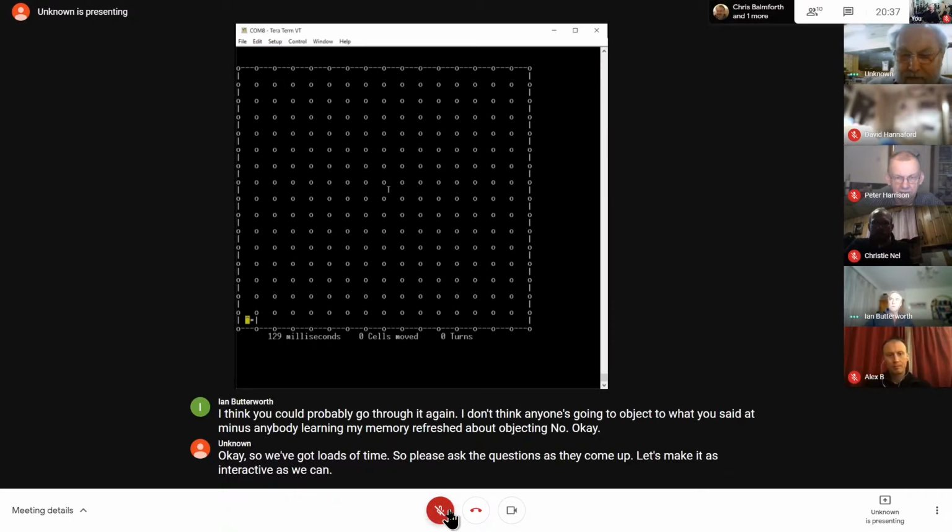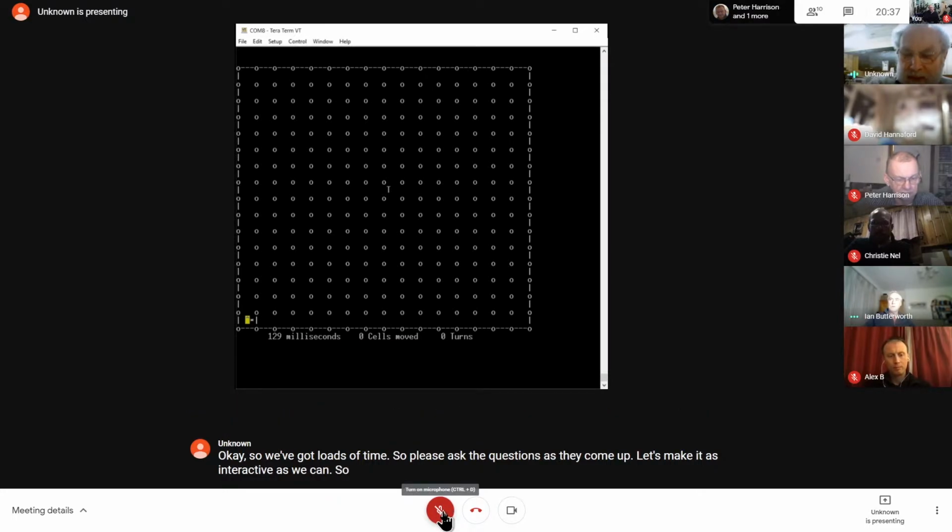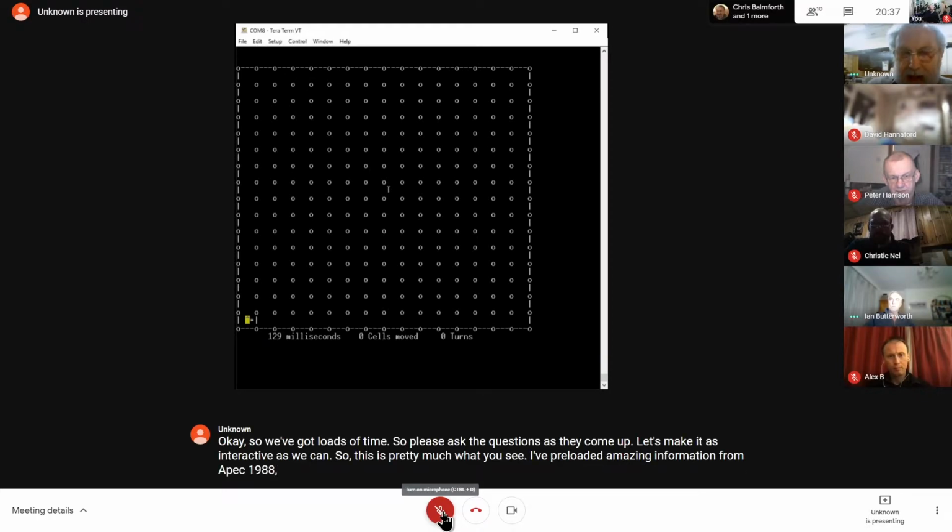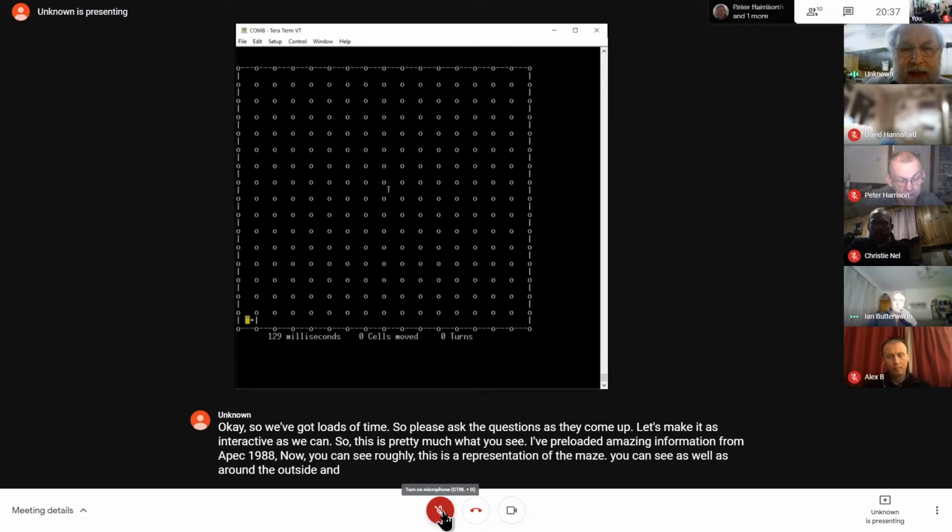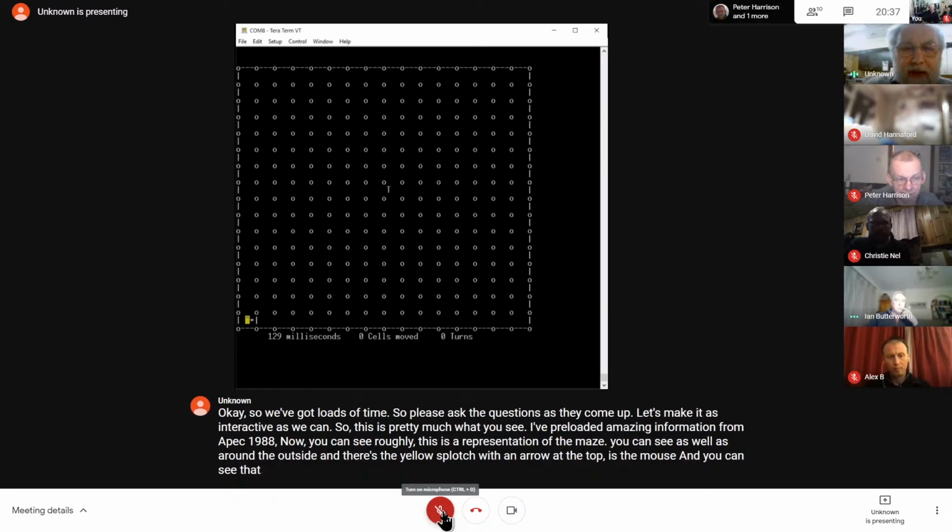Right. So this is pretty much what you see. I've preloaded maze information from APEC 1988. Now you can see roughly, this is a representation of the maze. You can see there's walls around the outside, and there's the yellow splodge with an arrow at the top, which is the mouse. You can see that the three walls of the start square are there, and that's all we know. The T represents my target cell.